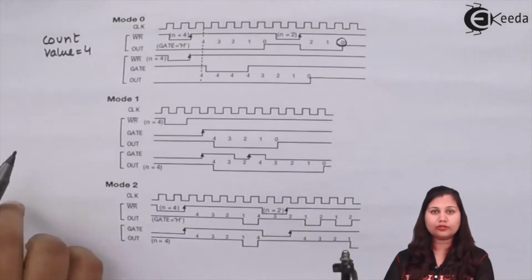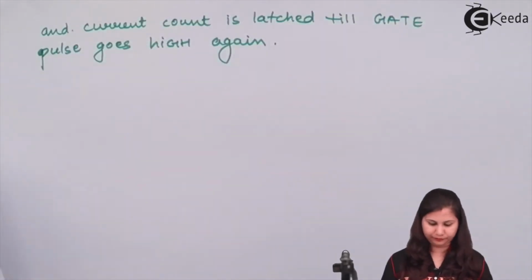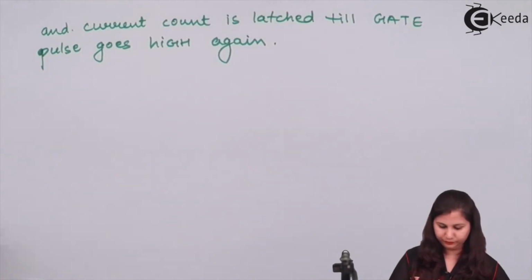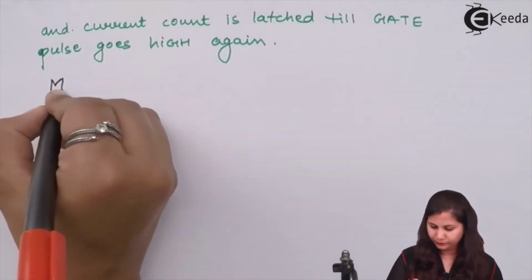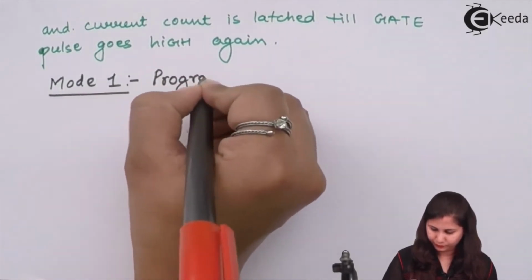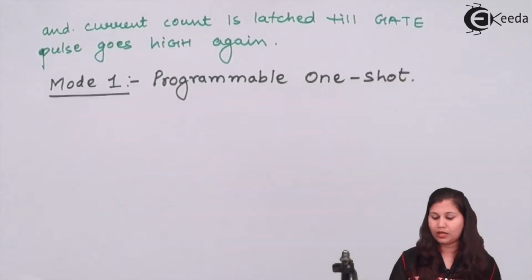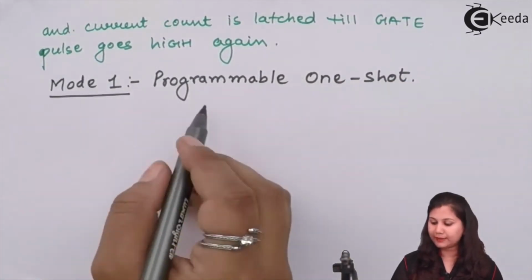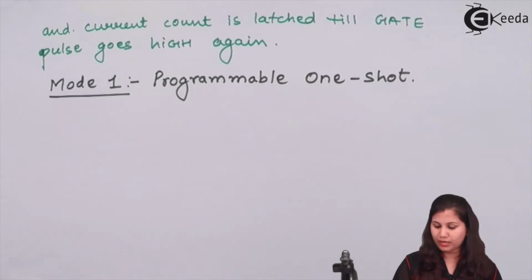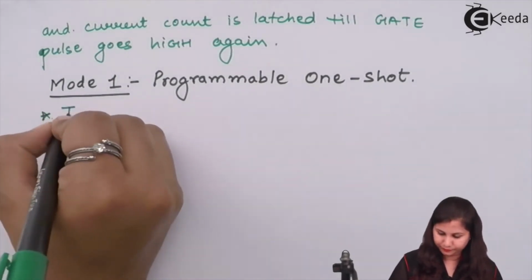Now let's come to mode 1. This mode is known as the programmable one-shot mode, and this mode will be selected when 001 is loaded in the control word bits.